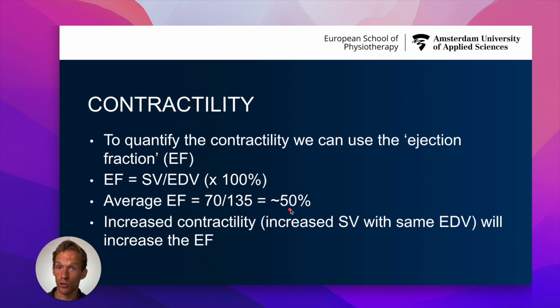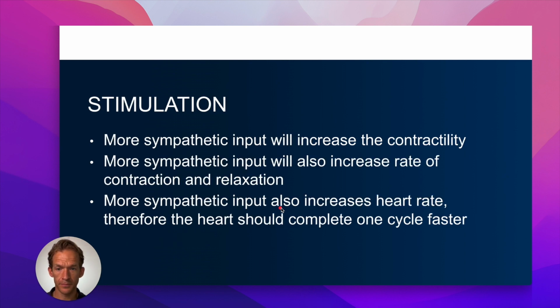With exercise, or with other reasons for sympathetic input to go up, contractility can be increased. In some pathological situations, you see that the ejection fraction can only reach a certain value, and that's why the ejection fraction is included in some pathological definitions to specify the severity of a cardiac condition. Increased sympathetic input will increase contractility, and that will also be accompanied by an increase of the rate of contraction.